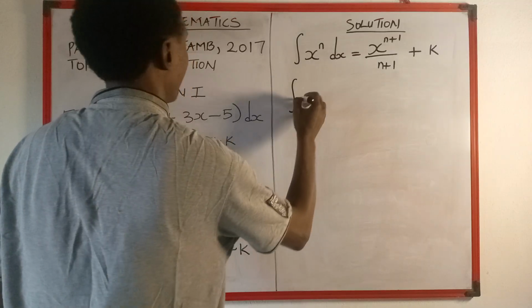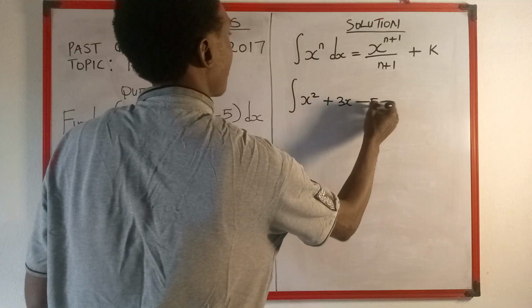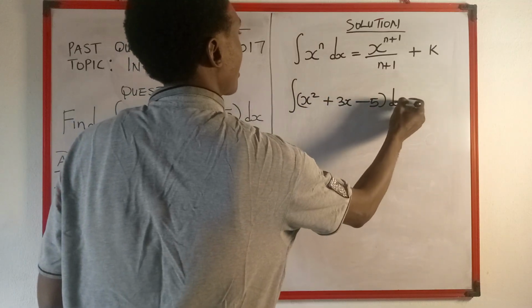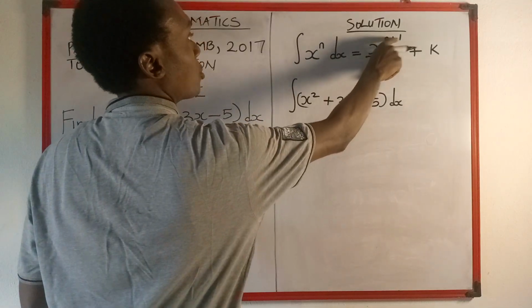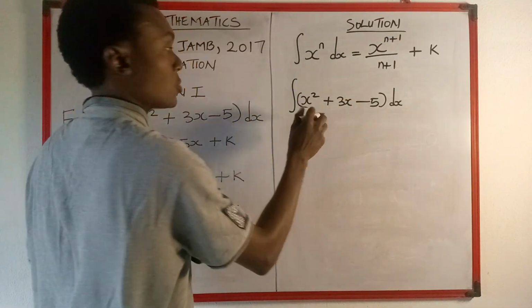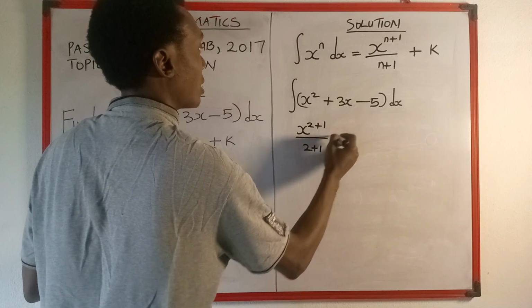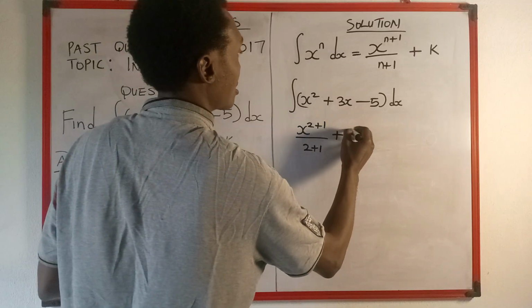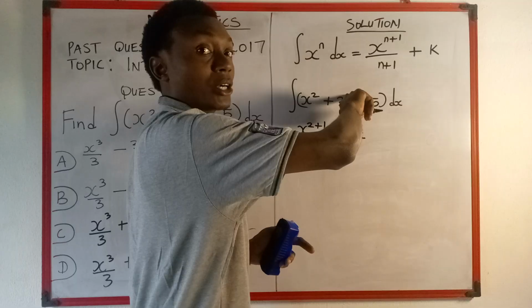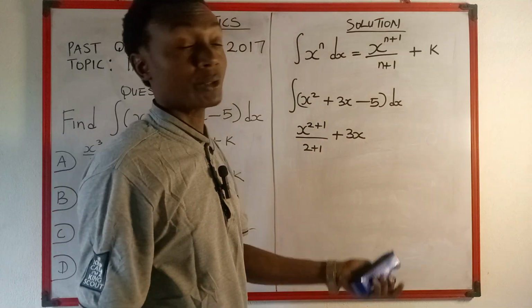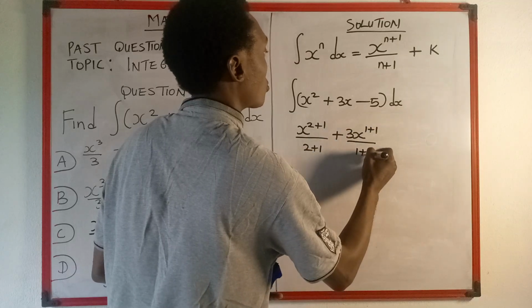It says integral s squared plus 3s minus 5 ds. So what we're trying to say here is that s follows the same formula, n plus 1. So this our 2 is n. So we're going to say s to the power 2 plus 1 over 2 plus 1. Take the next one, this 3s. There is 1 on top of it, an invisible one, but in mathematics we don't normally write it. So we're going to say s to the power 1 plus 1 over 1 plus 1.